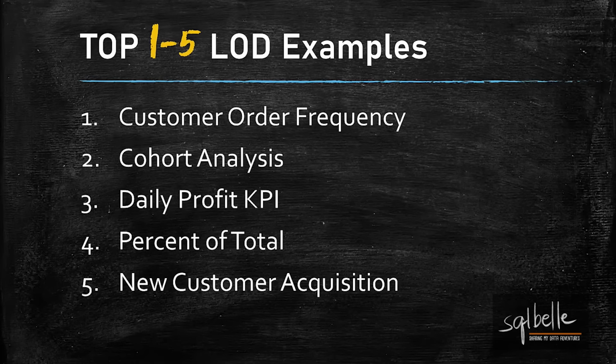These are the first 5 use cases we will look at. First, we will look at customer order frequency. Second, cohort analysis. Third, a daily profit KPI. Fourth, a percent of total, and comparing this against what you will get with a table calculation. And fifth, new customer acquisition.